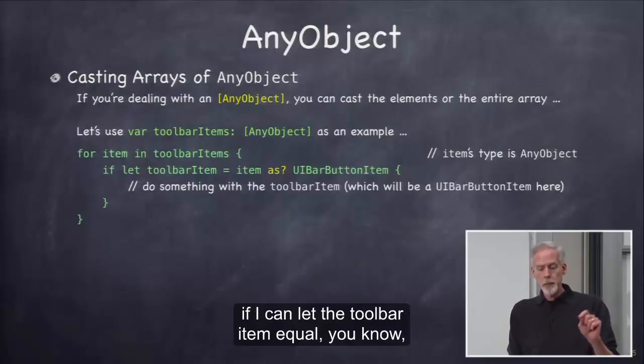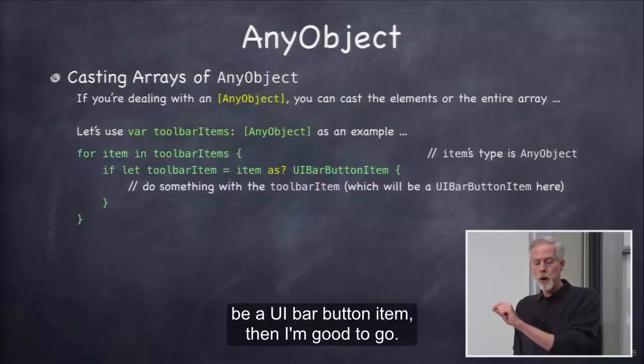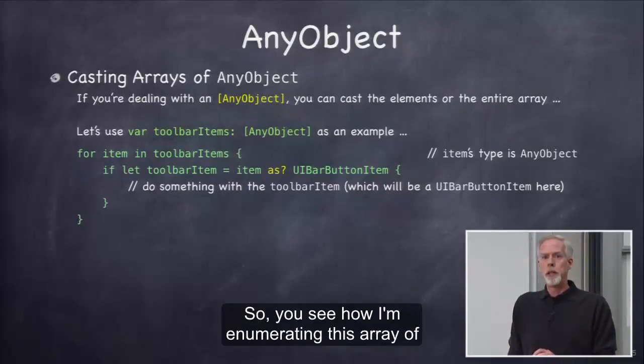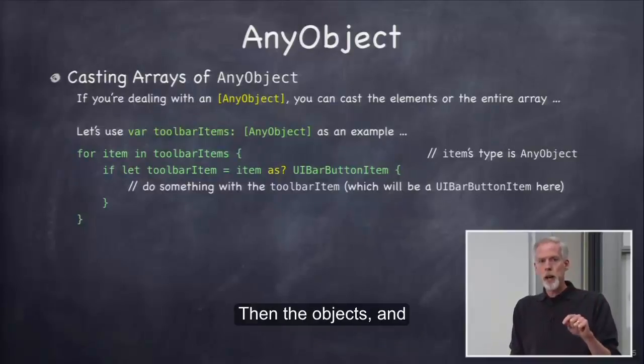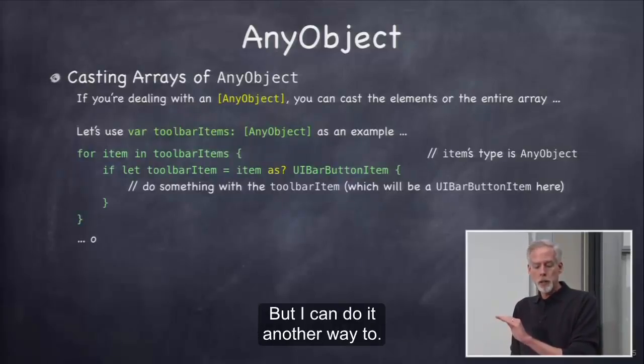But then inside, I'm saying if let toolbarItem equal item as? UIBarButtonItem, then I'm good to go. So you see how I'm enumerating this array of AnyObjects, and then inside I'm doing the as question mark. But I can do it another way too, okay?